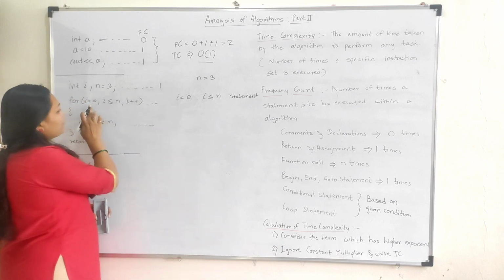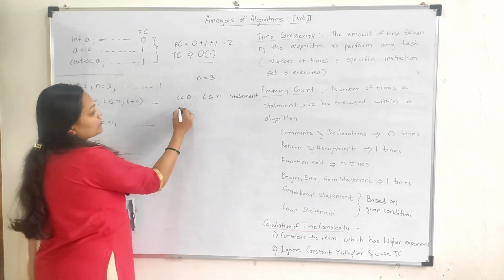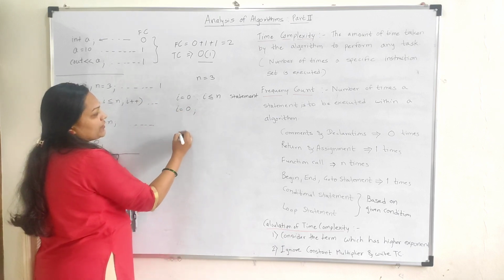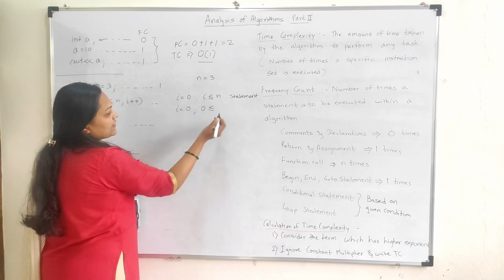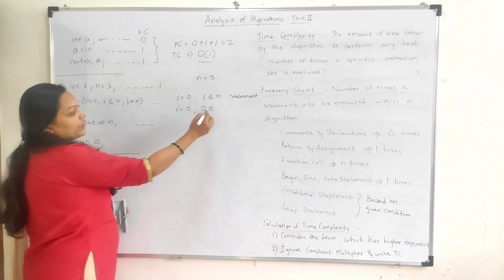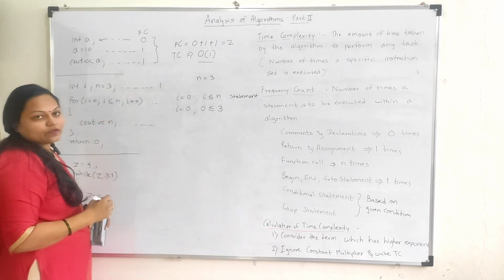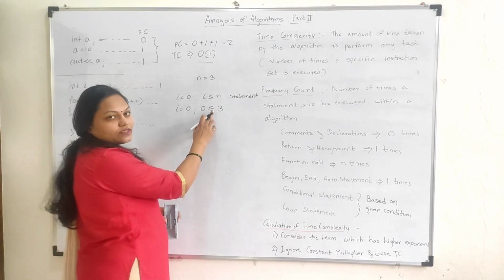So initially the value of i is 0. If you are considering the initial value as 0, is 0 less than or equal to n? What is the value of n? The value of n is 3. So is this true? This is true.